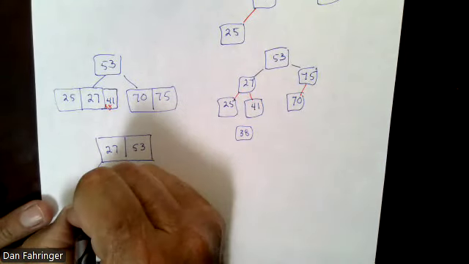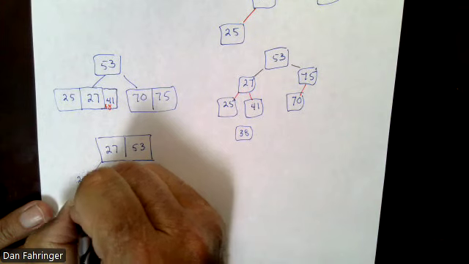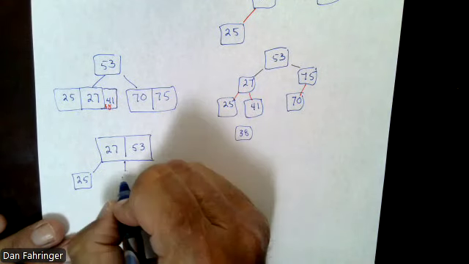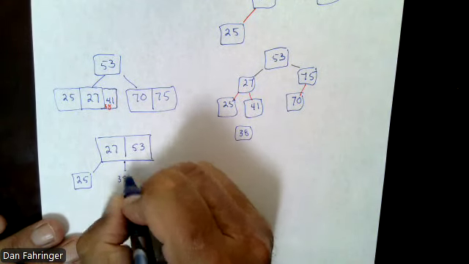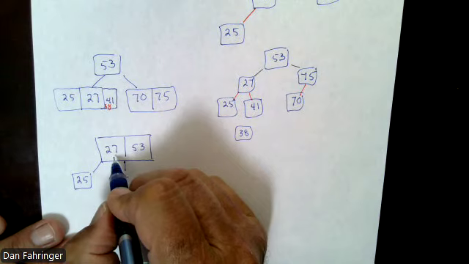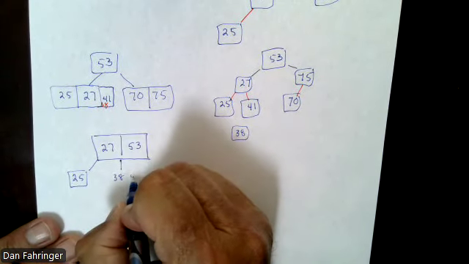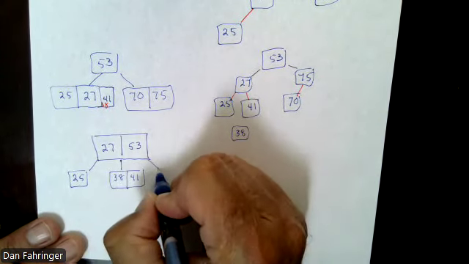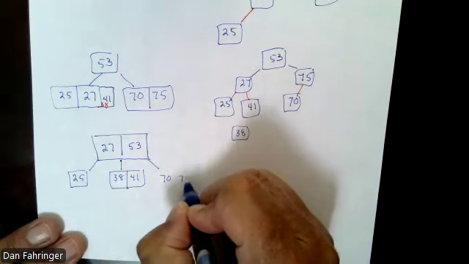Over here, I had a 25 all by itself. In the middle here, I now have the 38 and the 41, which were the two numbers to the right of 27. And I have 70 and 75.